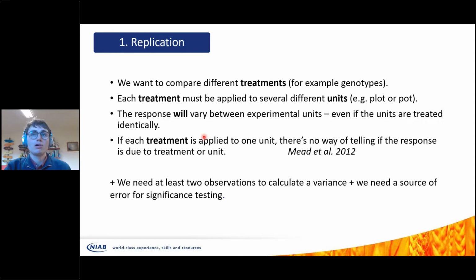So when we have our plots or pots in the glasshouse or the field, the response will vary between the experimental units. There will be a different response in the trait due to that plot or pot in terms of where it is. No matter how uniform the environment, there will be a difference in response. So if we only have one replicate of a treatment in that pot, we have no way of telling where the variation in the trait is coming from. Is it due to the treatment effect, or is it due to that plot effect? So that's why we have replication. From a statistical standpoint, we need at least 2 observations to calculate a variance, and we need a source of error for significance testing.